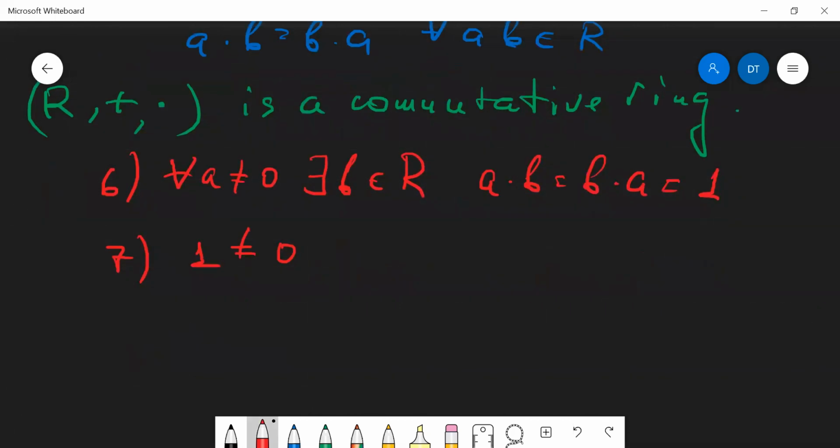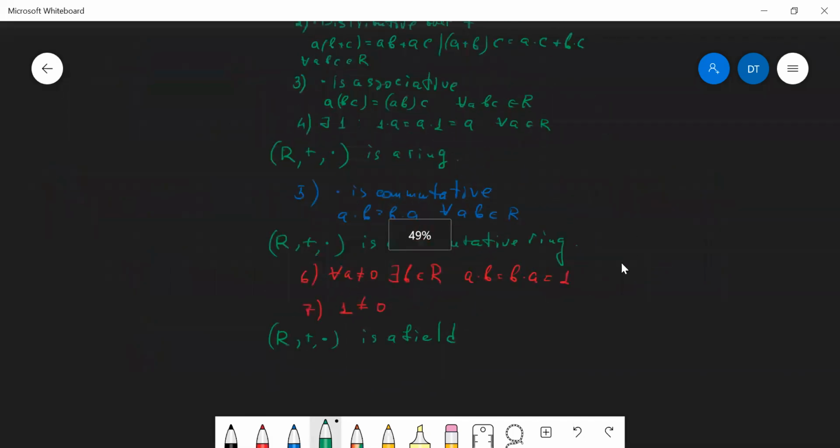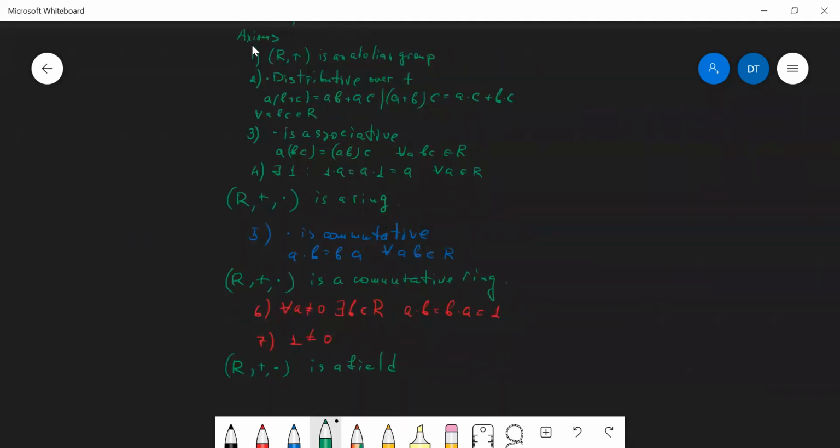In this case, R with plus and multiplication is called a field. So let me show you the whole list. When we go from 1 to 4, this simply means R is a ring. When we go from 1 to 5, it means that R is a commutative ring. And when we go from 1 to 7, this means that R is a field. So in case of the field, every non-zero element must be invertible, and 1 is not equal to 0.